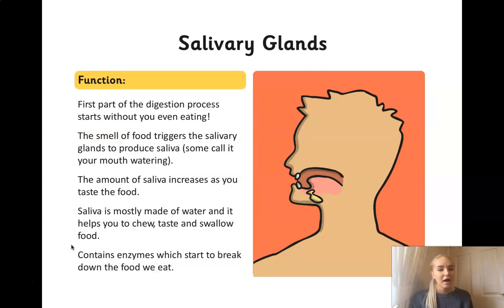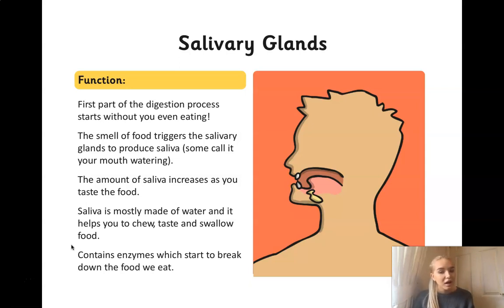So we know that the first part of the digestion process starts without you even eating. And this is what happens with the salivary glands. So we have some glands in our throat called the salivary glands. And when we smell food that smells really nice and really yummy, our salivary glands produce something called saliva. So that's like the spit in our mouths. And you might have heard the phrase of someone saying, "Oh, that food is making my mouth water." And actually, that's where your salivary gland produces this saliva. This is the reason why your mouth waters, because your salivary gland produces that saliva.